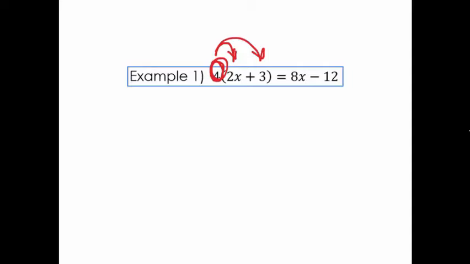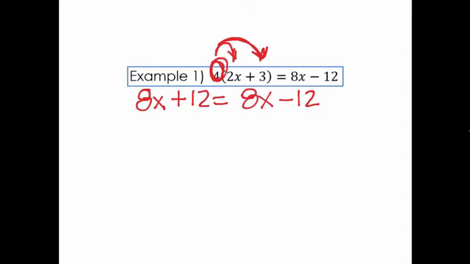So if I do 4 times 2x, that's going to leave me with 8x. And then the 4 times the 3 is going to leave me with 12. And then I'm just going to write down everything that was on the right side of the equation. So 8x minus 12. Now some of you can probably already look at this and tell what's going to happen, but we're going to make sure we walk through all the steps together and we have a really clear picture of what's happening.